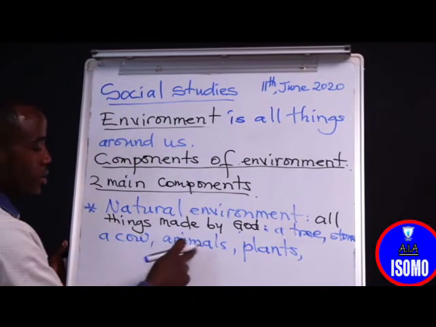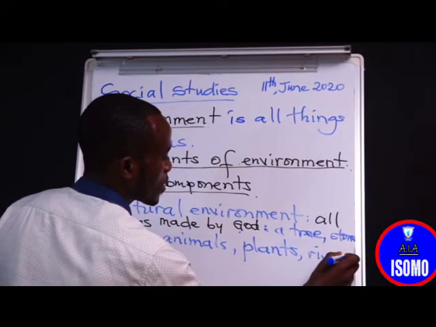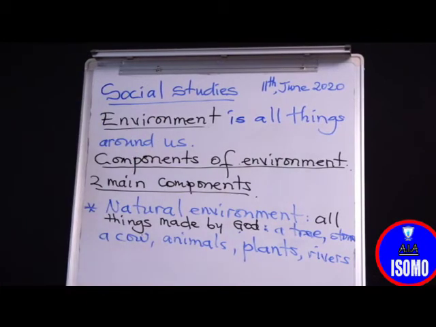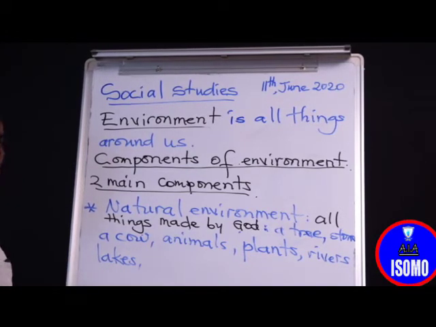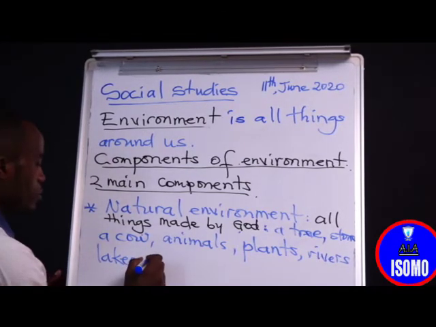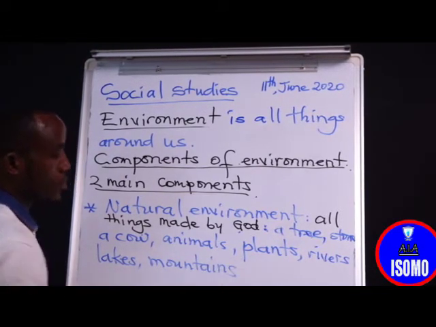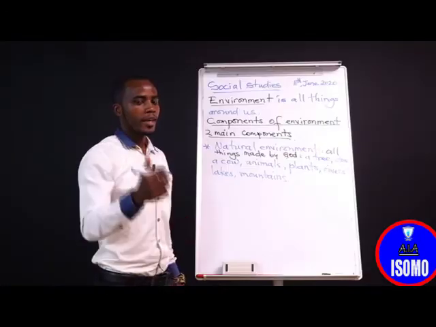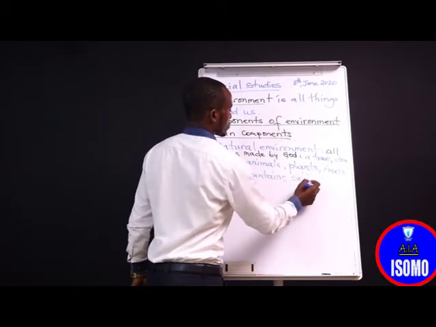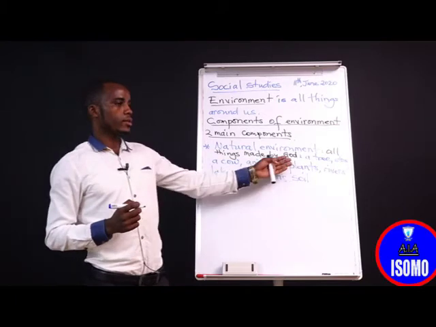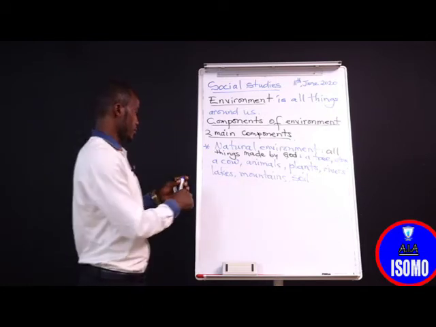We have animals, plants, we have rivers. All these rivers that you see, they were made by God. We have lakes. We have mountains. We have also soil. All these things, they were made by God. We are going to see them later in detail.